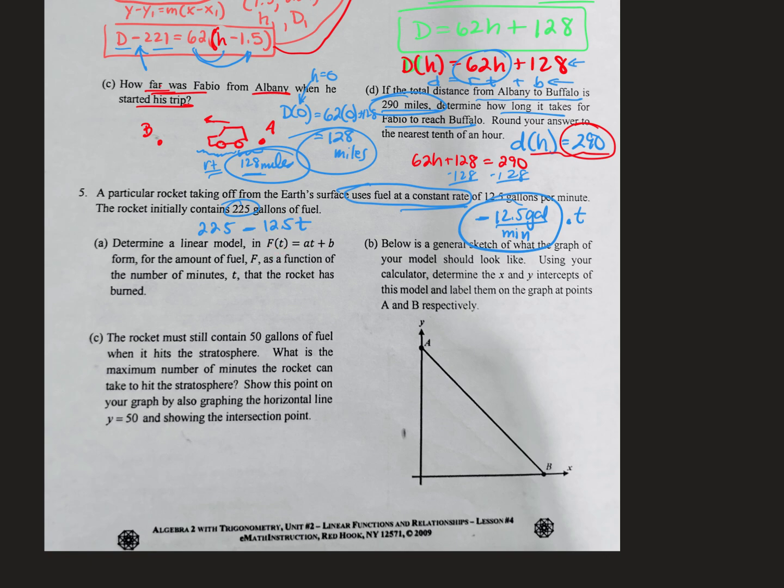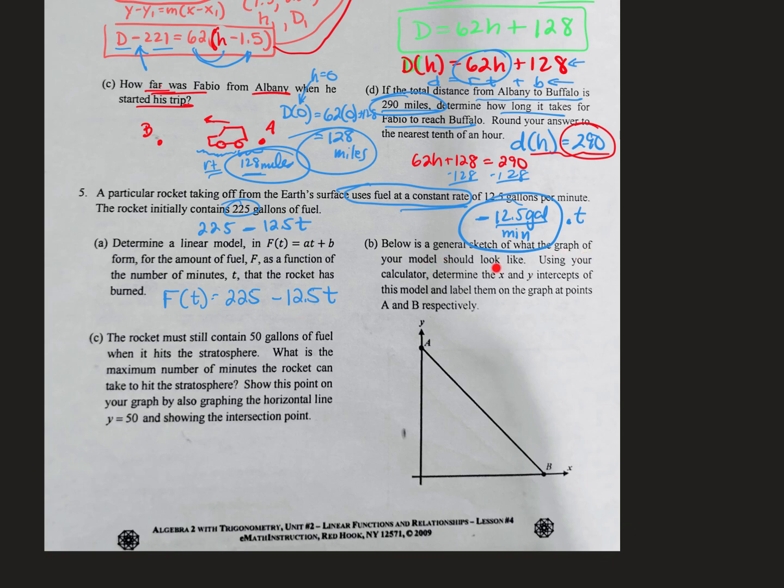So fuel as a function of time would be, hey, I started with 225 and I lose 12.5 times t. If t is 1 minute, plug in a 1, I'd have 225 minus 12.5. If 2 minutes go by, it'd be 225 minus two 12.5s, or 25. So this is calculating my fuel.